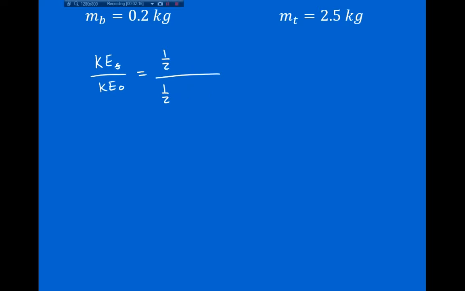Initially, the only thing that's moving is the bullet. So the mass we have is the mass of the bullet. And in the final scenario, the bullet is attached to the target. So the mass of the whole thing is the mass of the bullet plus the mass of the target.